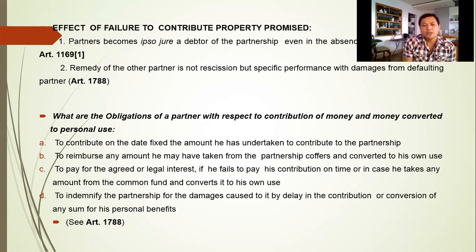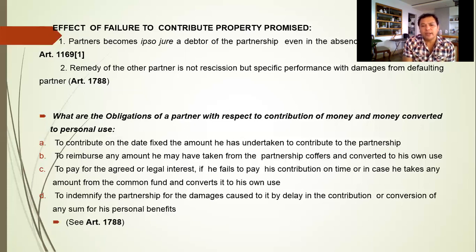So the obligation firstly is to contribute on the date fixed the amount he has undertaken to contribute to the partnership. So on that day that you'll deliver, you have to make it good. Number 2, to reimburse any amount he may have taken from the partnership coffers and converted to his own use. So if ever the partner has taken money from the partnership, he has to reimburse that amount.